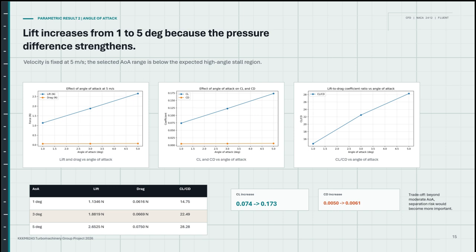So overall, these results show that inlet velocity and the angle of attack both affect the NACA 2412 blade profile, and higher velocity and higher angle of attack can increase lift, but they also increase drag, wake mixing, and aerodynamic loss.